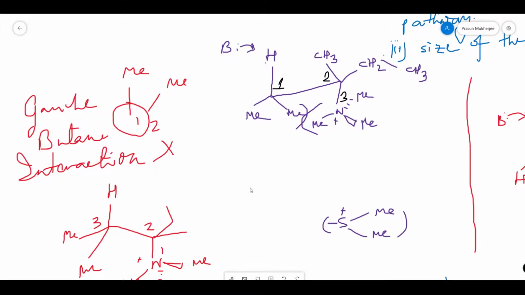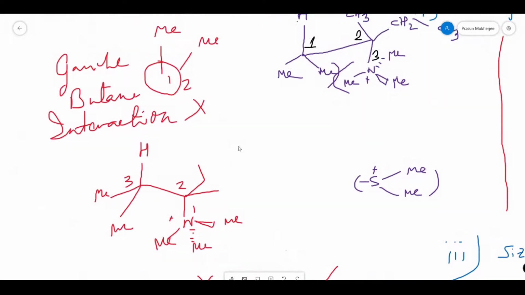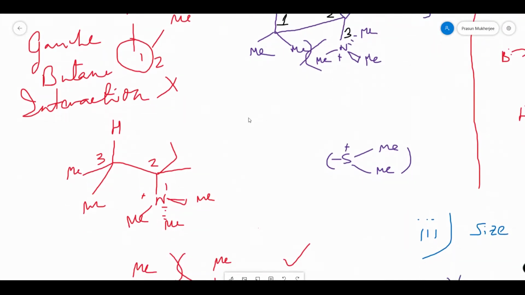So what is 1,3 syn diaxial interaction? As you know, in cyclohexane molecules, if there are two axial substituents, in this case two methyl groups, then there is a severe steric repulsion which is called 1,3 syn diaxial interaction, and this is not the case of gauche-butane interaction. In many online resources you may have read the interaction as the gauche-butane interaction, but this is not a gauche-butane interaction. This is clearly a 1,3 syn diaxial interaction. Okay, you can also draw the molecule like this.